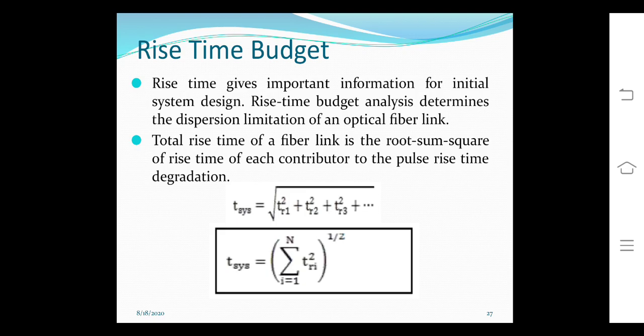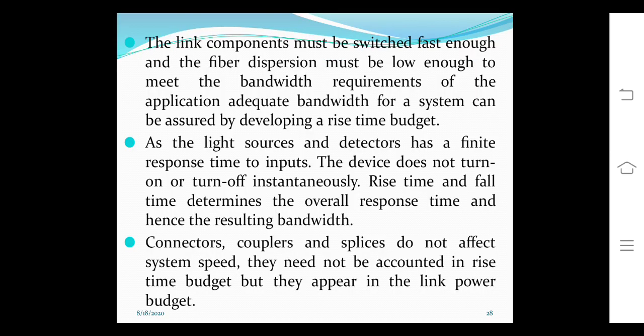So T system equals square root of TR1 square plus TR2 square plus TR3 square, that is, the summation of i equals 1 to n of TRi square, under the square root. So this gives the square root value, and this is the total rise time for the system.